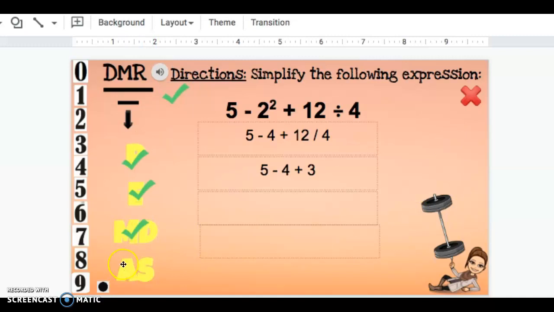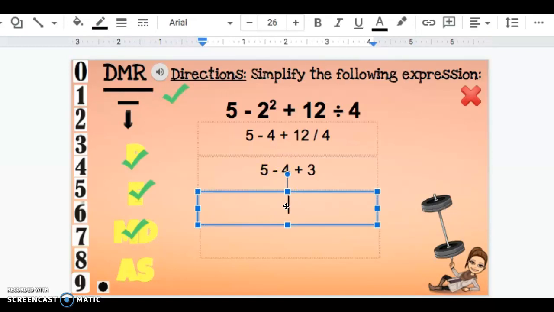Next, I have addition and subtraction. I have subtraction and addition. So when I have both in a problem and they're considered to be next to each other, because only one number is separating them, that 4 separates them, so those operations are technically next to each other, I solve from left to right. So I start off by solving 5 minus 4, which is 1.